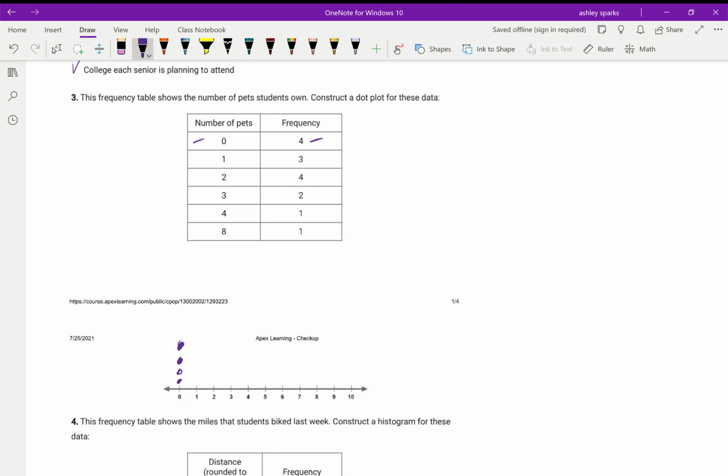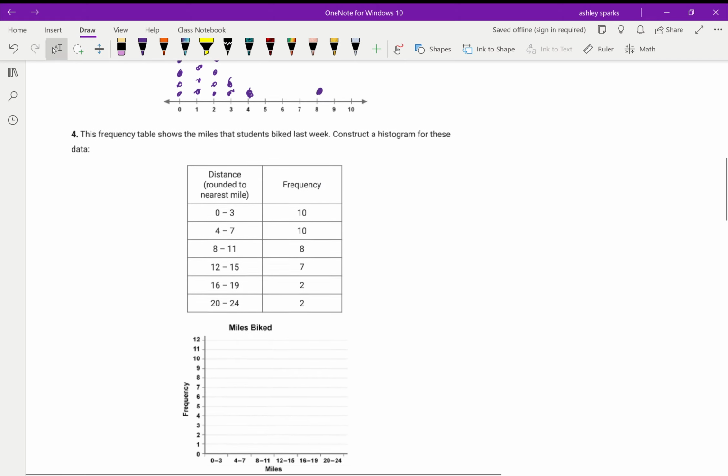At 1 I should have 1, 2, 3 dots. At 2 I should have 4. At 3 it says I have 2 dots. And at 4, I have 1 dot. And then there's kind of this outlier here, right? We're jumping all the way up to 8 and I put 1 dot in. That's all you got to do for a dot plot.